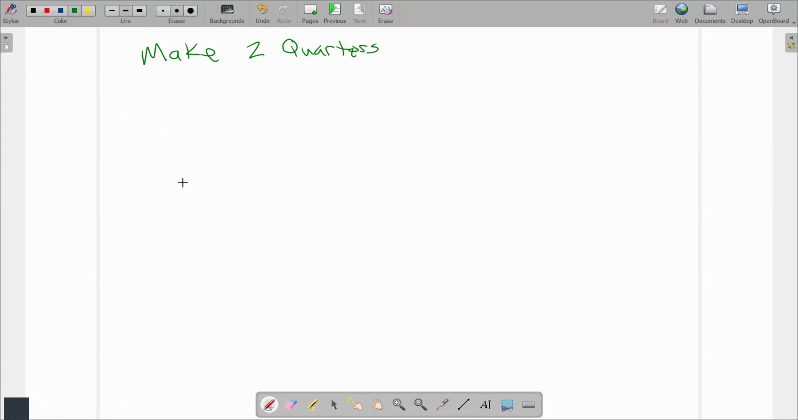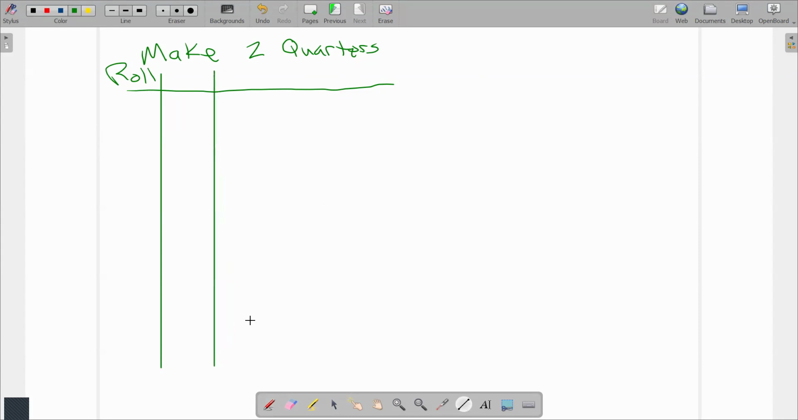And to do this, you're going to make a table. And in your table, we're going to roll dice and keep track of our roll. And then after we roll, we're going to keep track of the number of quarters, nickels, and dimes that we've collected. So I'm going to get it started with you, and then I'm going to set you guys free to do it.